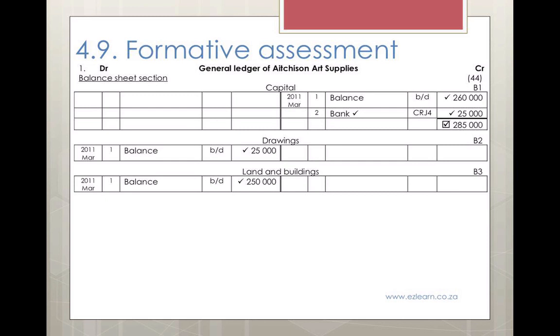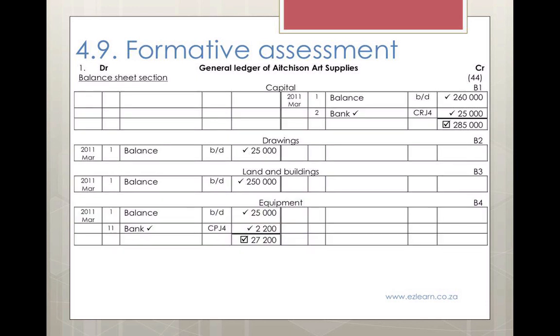Land and buildings is an asset. Assets have a debit balance, which is why you would show it on the debit side. Balance brought down is 250,000, tick. Equipment is also an asset and so also has a debit balance of 25,000, tick. On the 11th, you would have an entry which is a contra account of bank, tick, from the cash payments journal of 2,200, tick, and have a subtotal of 27,200 for a method mark.